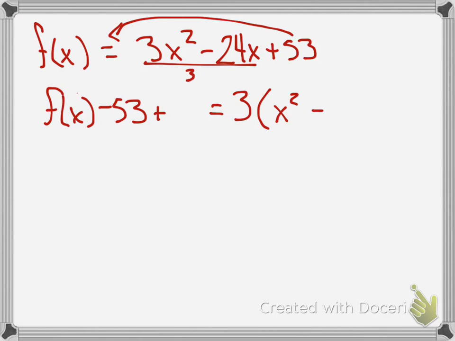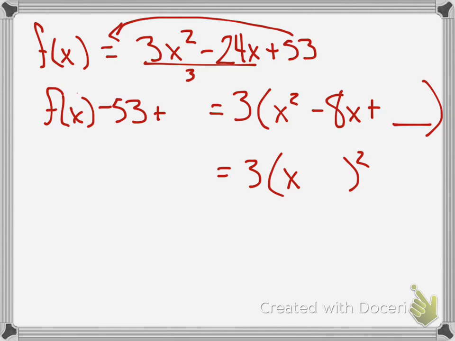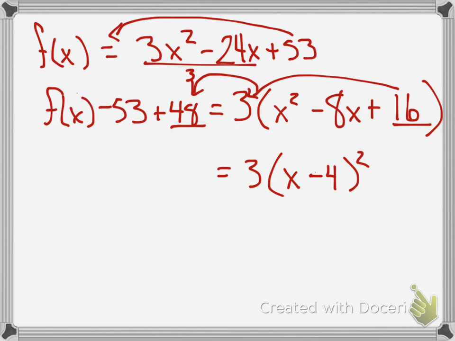So 24 divided by 3 is negative 8x, and then I'm going to put a blank, and then I'm going to continue 3 parentheses x squared and go from there. Now, negative 8 divided by 2 is negative 4. Negative 4 squared is positive 16. And then I'm going to put the 16. Actually, before I put 16 here, I have to multiply the 16 times 3. Then I move that answer over here. So 16 times 3 is 48.